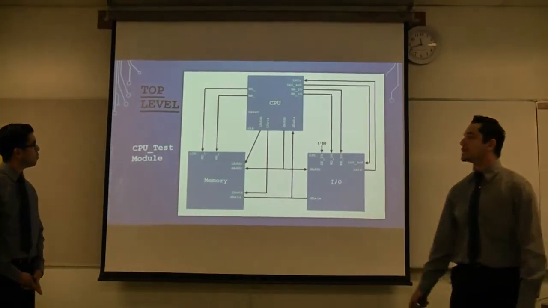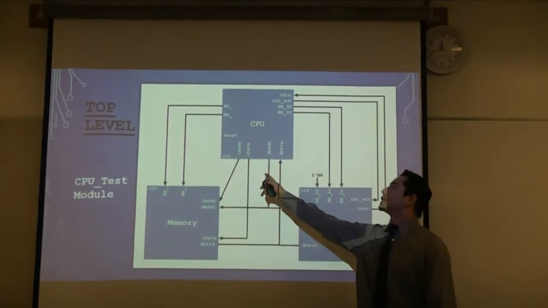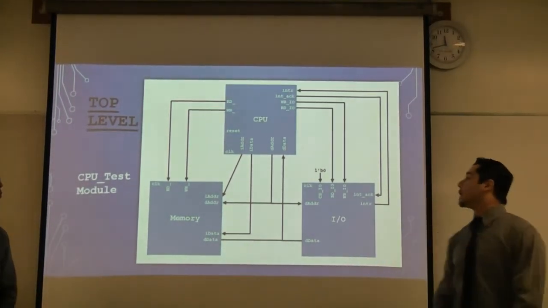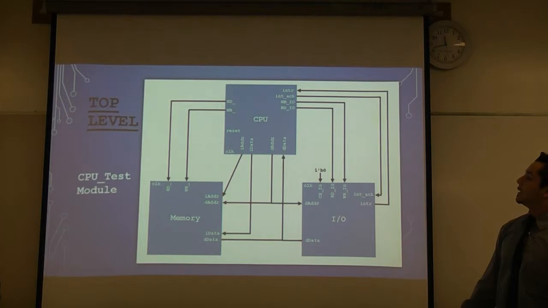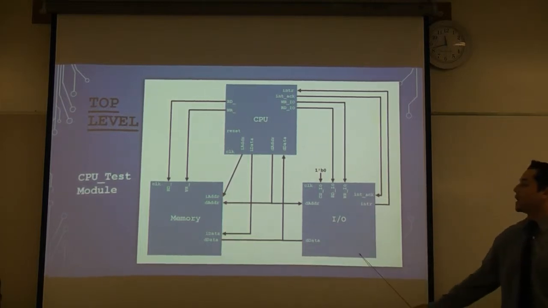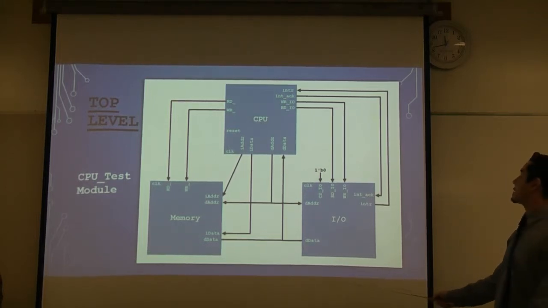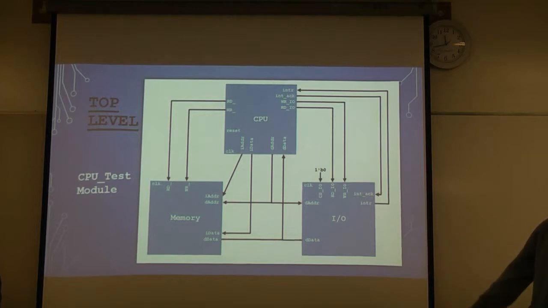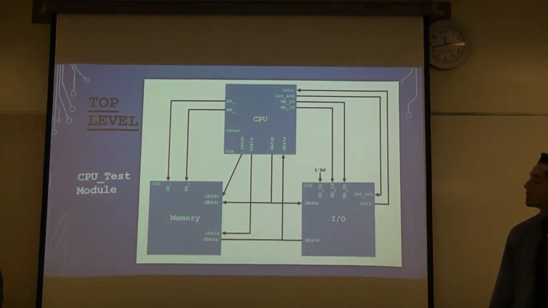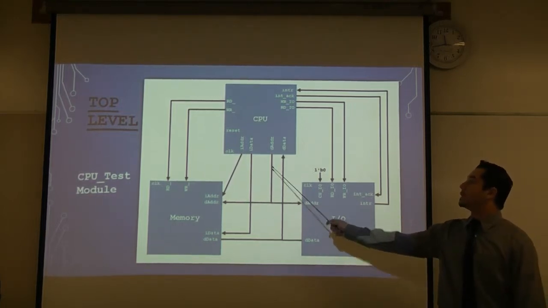This is our top level. It's going to be the CPU test module. So in here we have the control unit and the CPU execution unit. And this one is going to be talking to our memory, and it's going to be talking to our I/O. So the I/O is the one that has the interrupt request that sends it over to the CPU, and this one returns with an acknowledge. They get the same data bus from the data and the address.